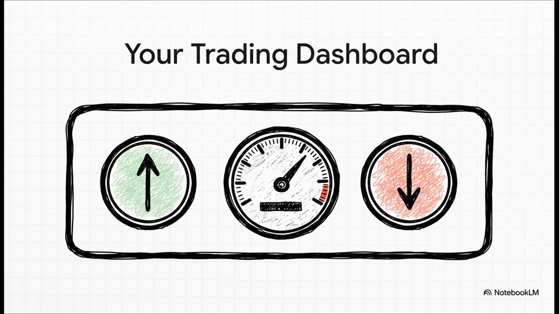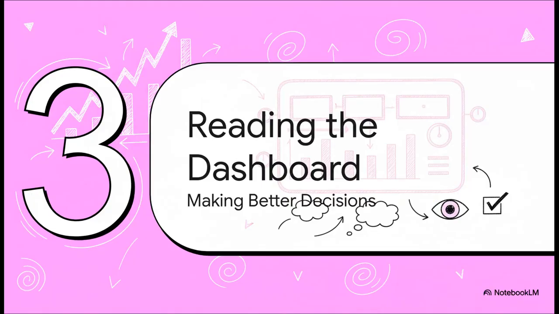The ADX line is your speedometer, sure, but it comes with two other lines that act like a GPS, the plus DMI and the minus DMI. They're the ones that tell you if all that momentum is pointed up or down. Okay, so you've got this dashboard right in front of you. How do you actually read the signals and start making better decisions? Let's get into the rules of the road.